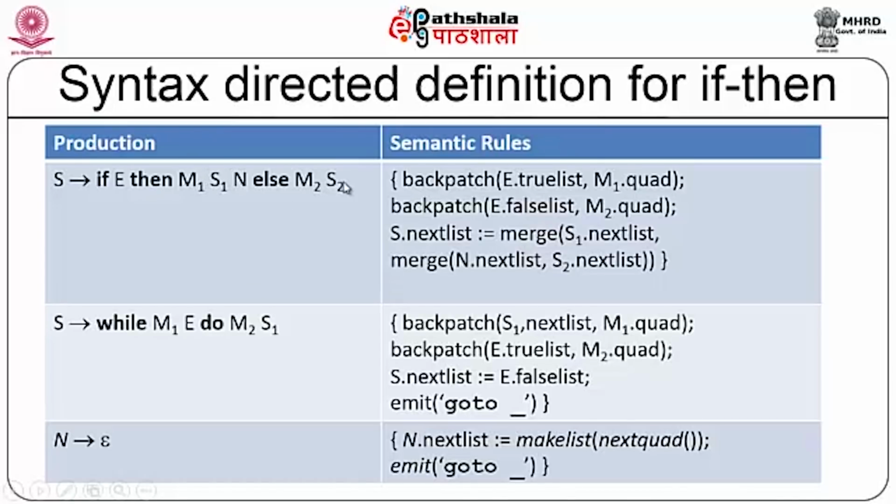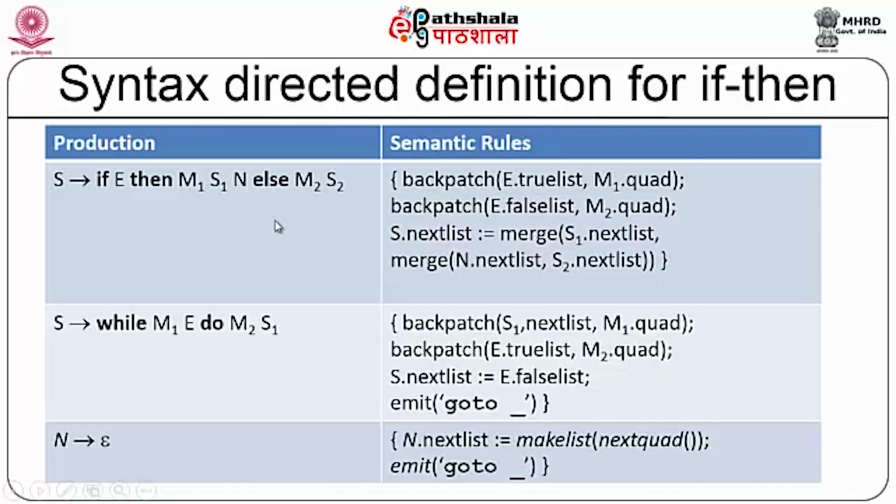So, how am I going to combine that? I am going to use a merge of merge, that is, merge will take two arguments. The first argument will be S1, the second argument will be another merge function which is going to merge N dot next and S2 dot next. This will return a pointer and that will be merged with S1 dot next. So, that is going to be S dot next.